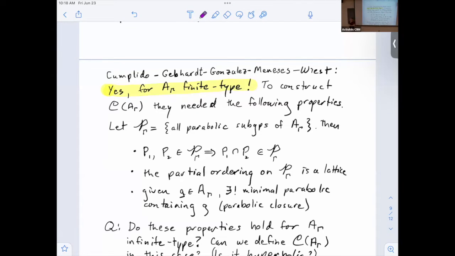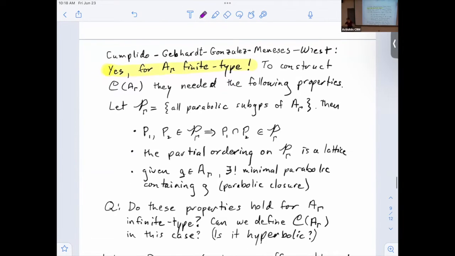Okay. But to do that, and even to construct this complex in a well-defined way, they needed to know some really basic facts about parabolics. And when I first looked at their paper, I was excited that they constructed this thing, and I was mind-boggled that we didn't know these basic facts. I said, we don't know this about parabolics, even for finite type? It turns out there are these basic questions that we didn't even know for finite type.